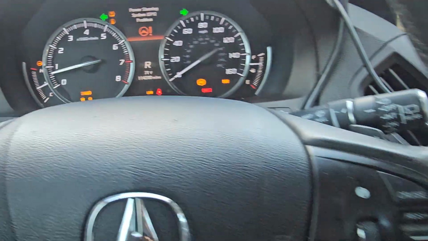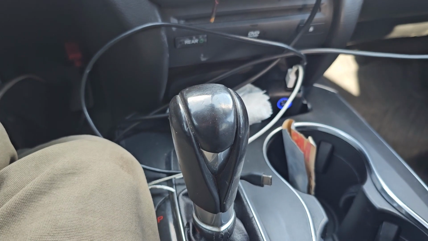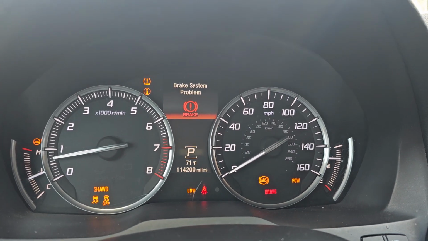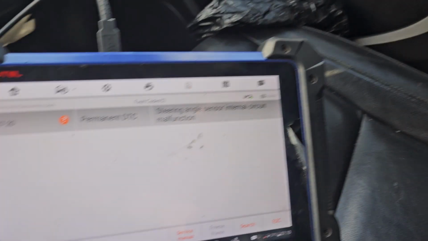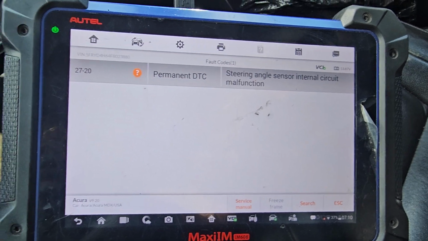I'm going to go back and look at one thing more. I believe we have to take care of this, the steering angle sensor. And then we can go to the next level.